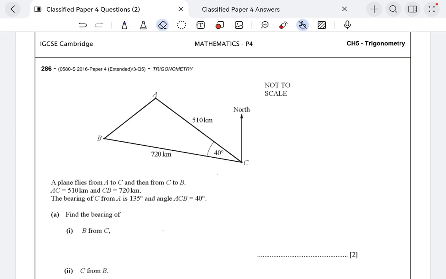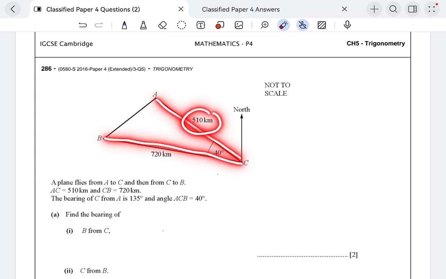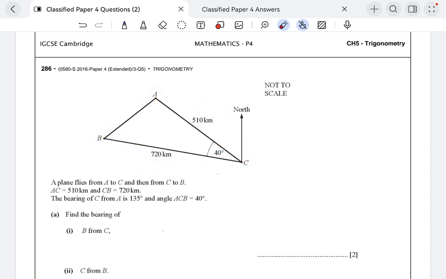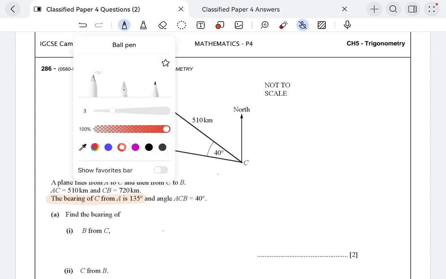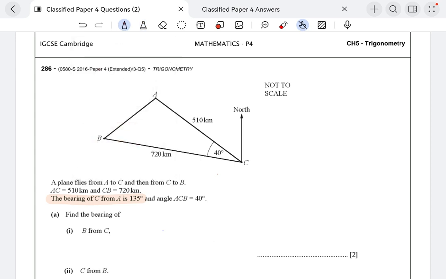It says a plane flies from A to C and covers 510 kilometers, then from C to B and covers 720 kilometers, and angle ACB, the angle in between, is 40 degrees. Here you can see the bearing of C from A. What does it mean, from A?